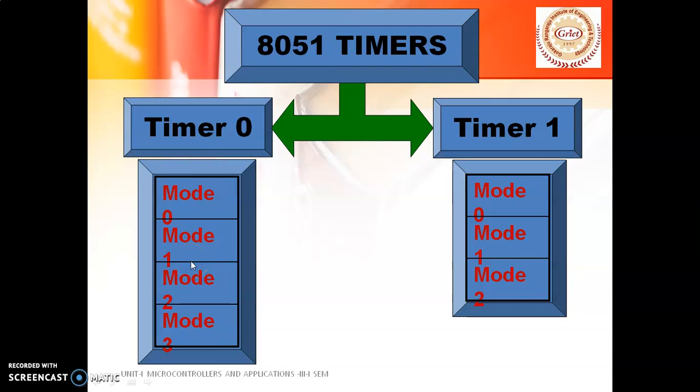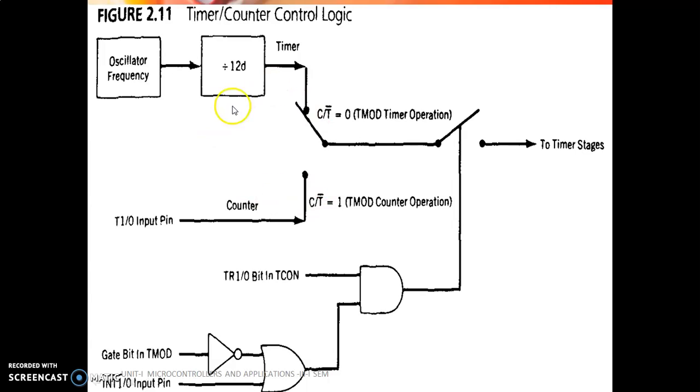Let's talk about 8051 timers. We have two timers in 8051, that is timer 0 and timer 1, where timer 0 can operate in 4 modes, that is mode 0, mode 1, mode 2 and mode 3, and timer 1 operates in 3 modes, that is mode 0, mode 1 and mode 2. This is the hardware circuit which is present inside the controller. Already we have seen it in the previous session.